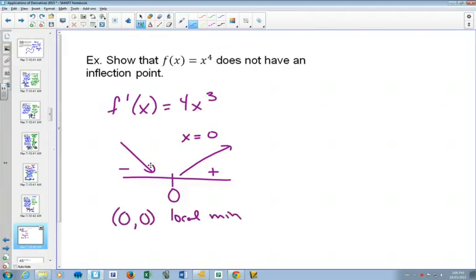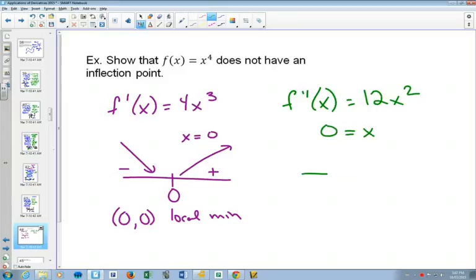When we do our second derivative, we get 12x squared. If we make that equal to 0, again, x is equal to 0. So it made us think of a possibility of an inflection point. Now, when we actually go to check before 0 and after 0 into our second derivative, they're both positive. So they're both concave up.